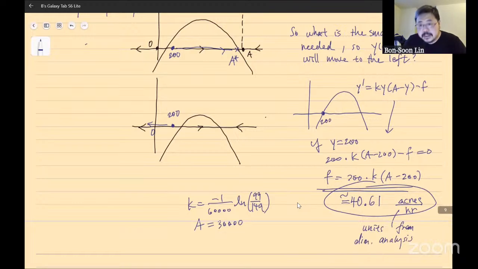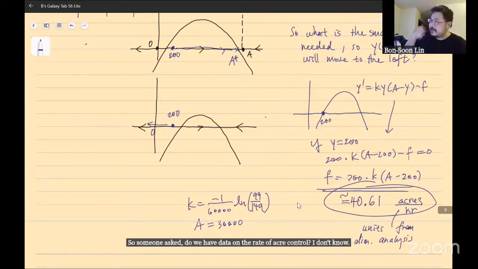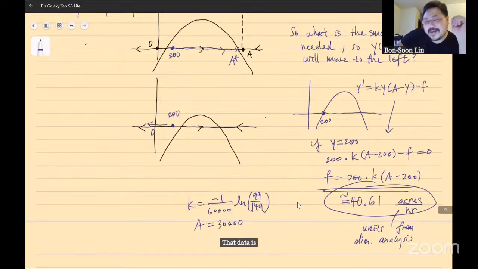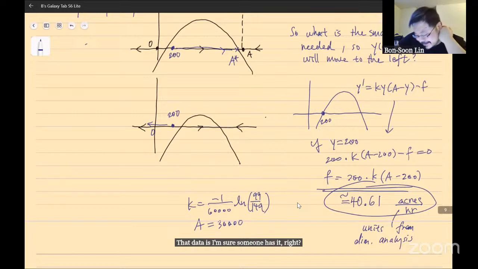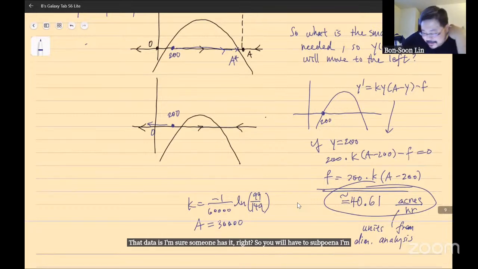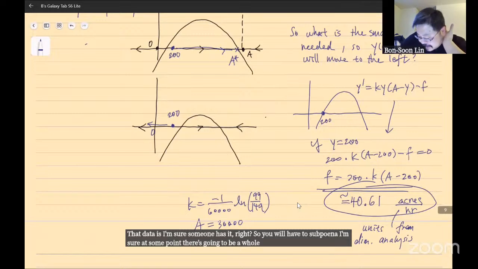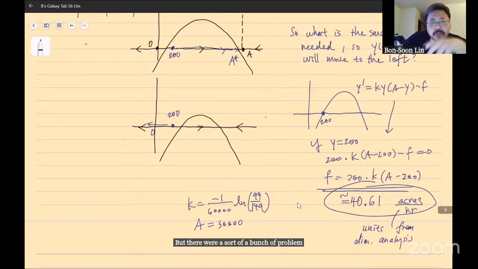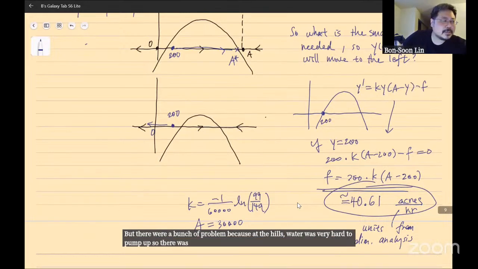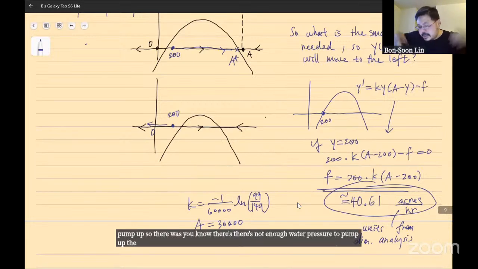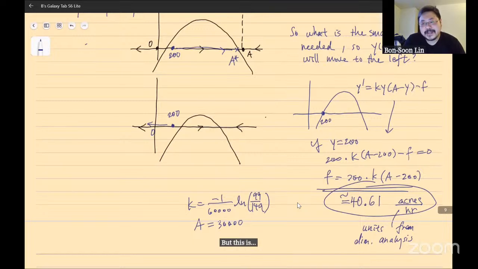Someone asked, do we have data on the rate of acres controlled? I don't know. I'm sure someone has it, so you will have to subpoena them. I'm sure at some point there's going to be a whole dossier of all of this. But there were a bunch of problems because at the hills, water was very hard to pump up. There was not enough water pressure to pump up to clear the Palisades, and it just got out of control. Yeah, it did run out of water.